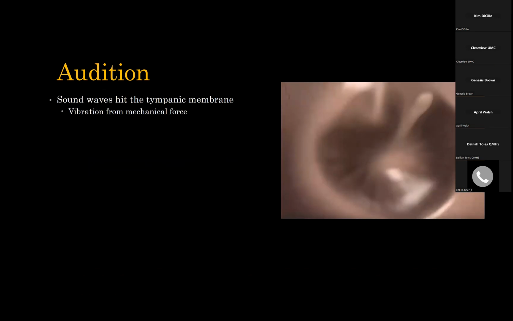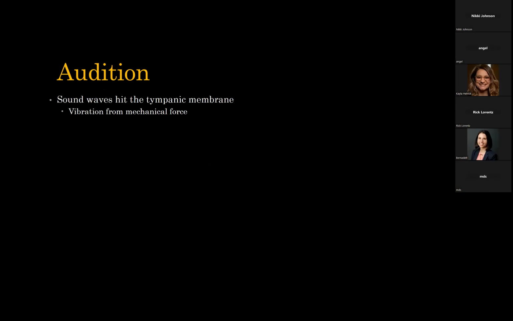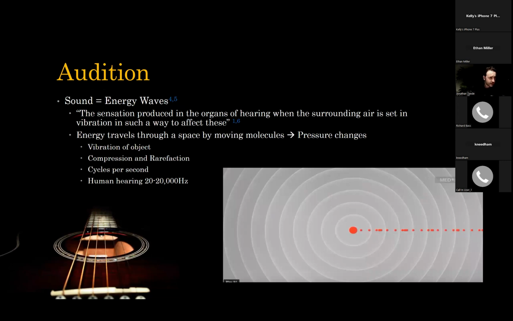Well, our tympanic membranes are tuned so that when sound waves hit the tympanic membrane, it causes a vibration from mechanical force. And what that looks like is we have a sensation of that vibration of a string to a cause action through the air, which lands on the temporal lobe and then causes our tympanic membrane to vibrate. Human hearing, that vibration goes from about 20 hertz to about 20,000 hertz. And that's really the cycle of what we're able to hear.